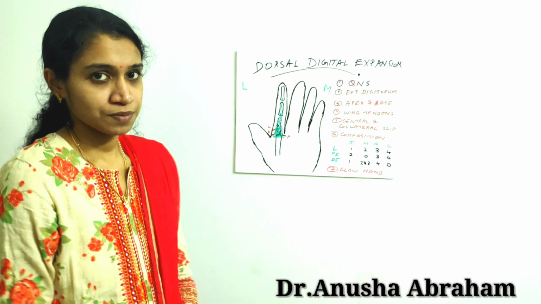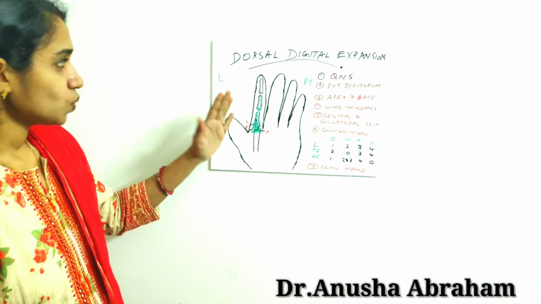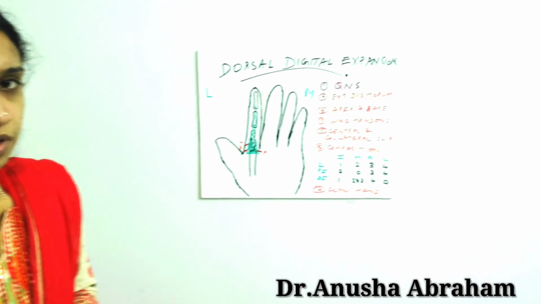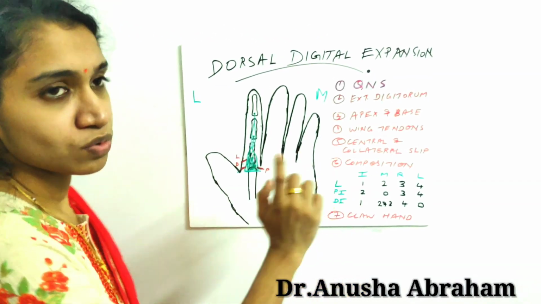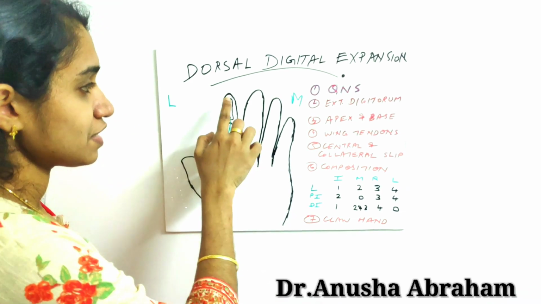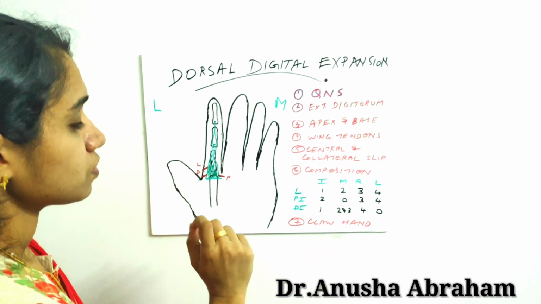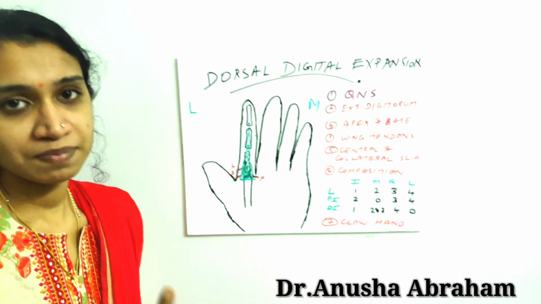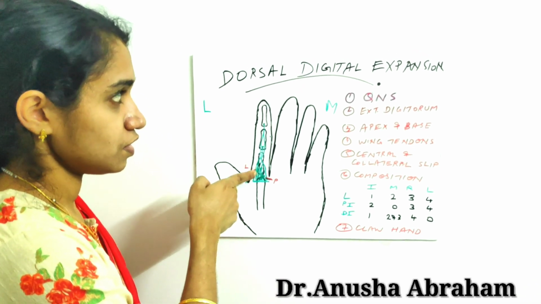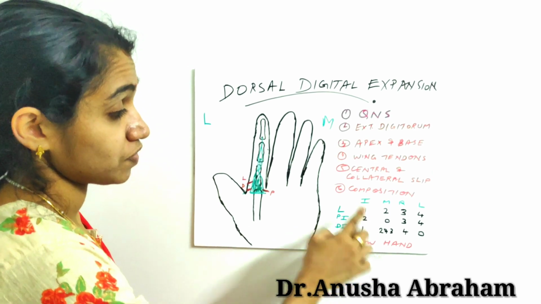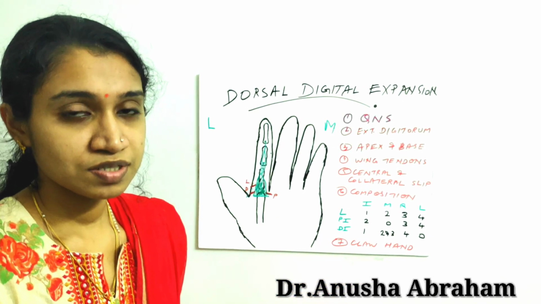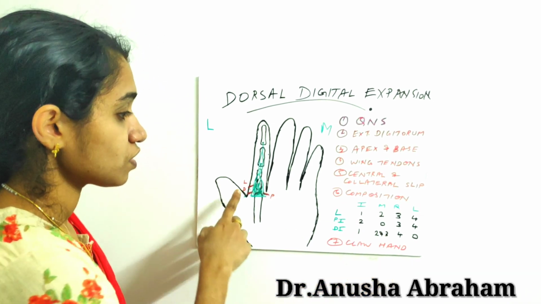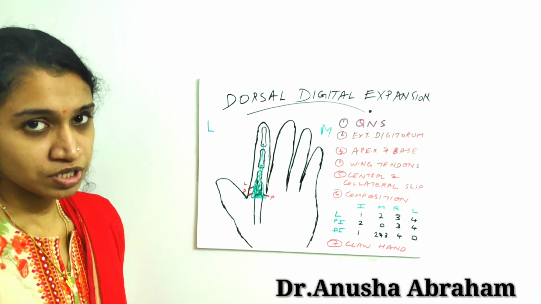Coming to the composition. What is the composition of this dorsal digital expansion? In total there are four dorsal digital expansions, for the index, middle, ring and little fingers, and the composition differs in each. I have drawn this on the board for a basic idea. Starting with the index finger, the first lumbrical muscle is seen. Then the second palmar interosseous; we know there are four palmar interosseous, and the second is attached to the index finger. In case of dorsal interosseous, the first dorsal interosseous is attached. So it varies for each dorsal digital expansion.